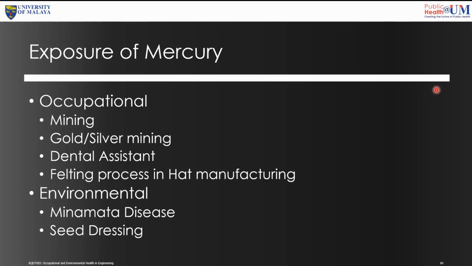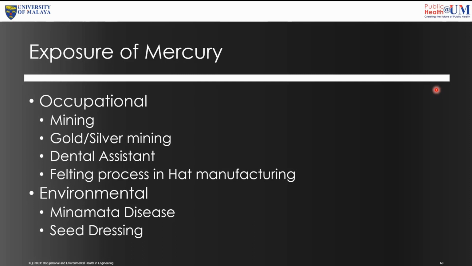The felting process of hat manufacturing, as we discussed last class, where we talked about the top hat and the Mad Hatter. Basically, they use mercury as a pesticide, insecticide or fungicide to prevent fungal formation on the top hat. This is called the felting process in hat manufacturing.